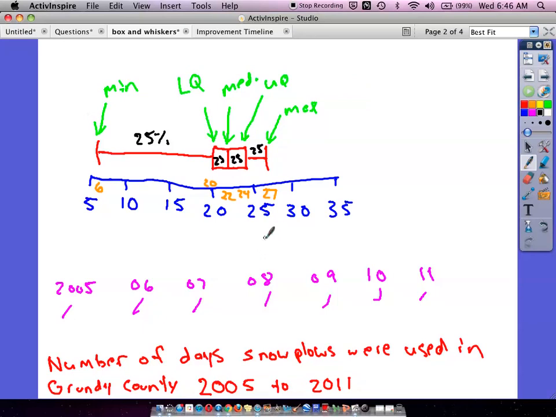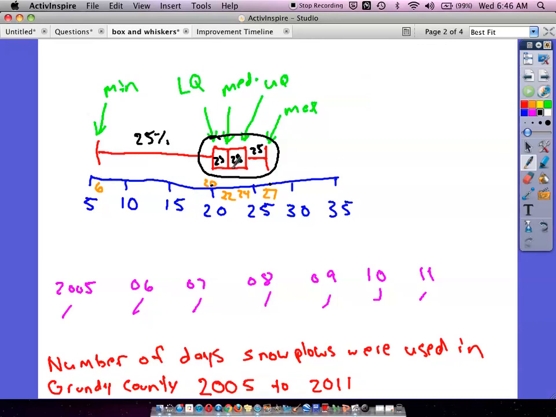So when I take a look at this graph, the thing you should notice is that 75% of my numbers are from 20 to 27. So that means that between these years, we had to use a lot of snowplows. It snowed a lot in these years right here, where only 25% of the numbers are actually under 20, or from 20 all the way down to 6.